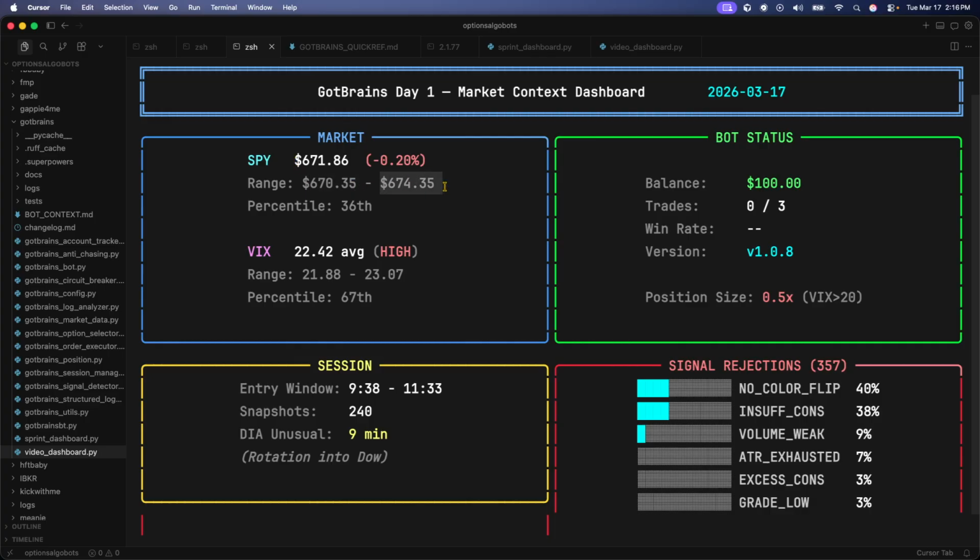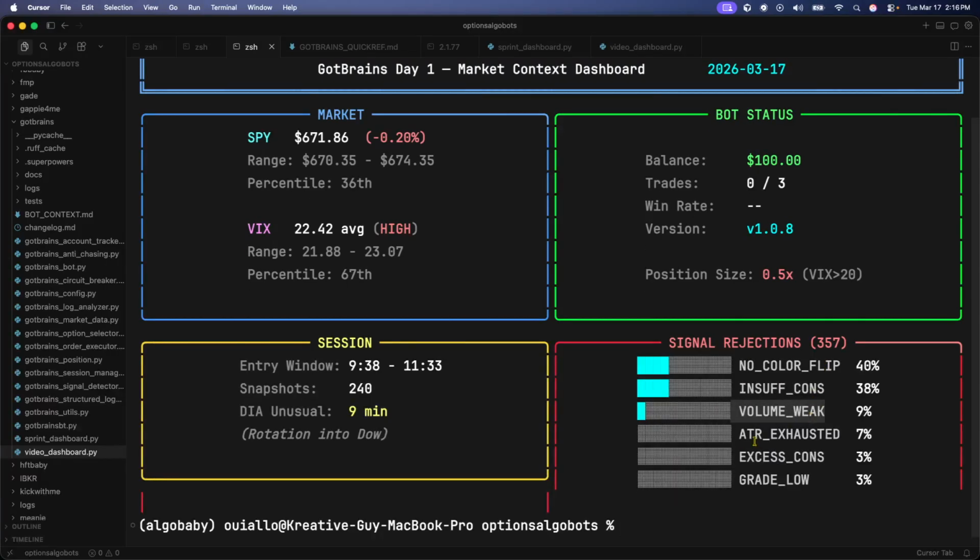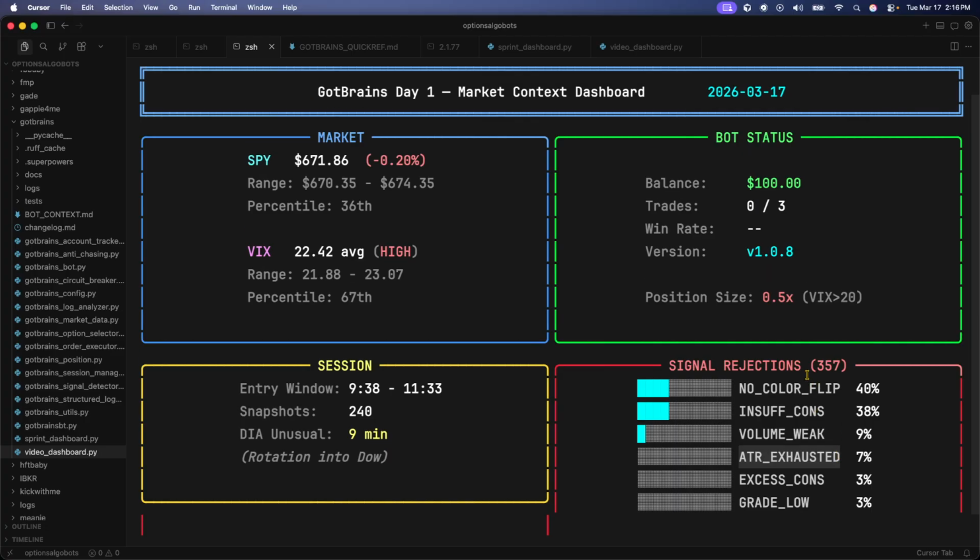So we have a ranging market, an oscillating market. The VIX was 22.42. So that is high for me, right? The highest we've seen was 23. So it is coming off its high, but still it is a bit elevated for me. So when the bot was trading, even though it didn't have any sessions because there was no color flip, there was insufficient consecutive, and the volume was weak, and then ATR was exhausted, right? So these are just some of the main things that caused the bot to not take any trades today.